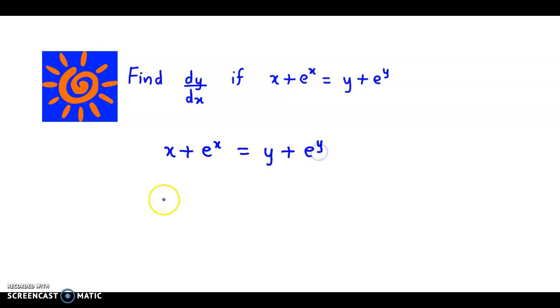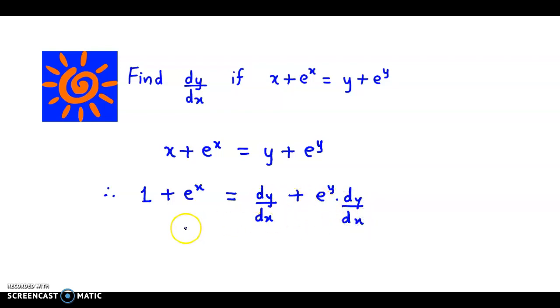Now differentiating with respect to x, we obtain, now derivative of x is 1 plus derivative of e raised to x is e raised to x, is equal to, now derivative of y is dy by dx plus derivative of e raised to y is e raised to y into dy by dx.